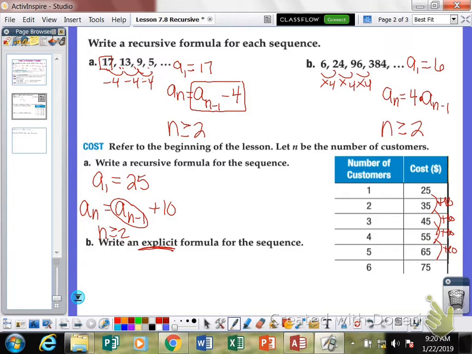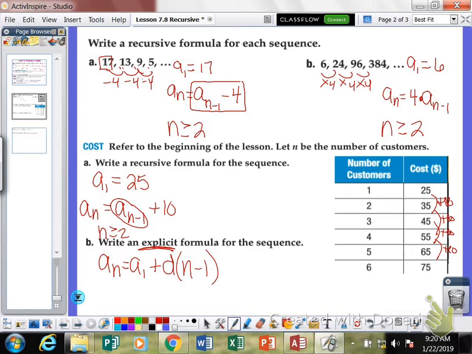So an explicit formula, which we have learned before, that explicit formula for arithmetic sequences is this: a sub n equals a sub 1 plus the common difference times n minus 1.